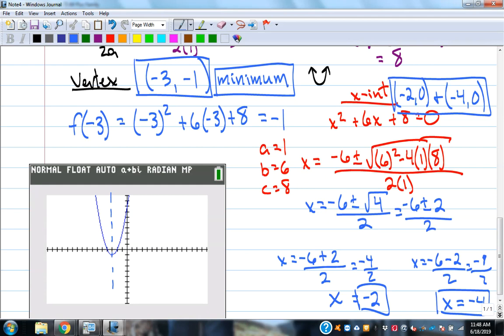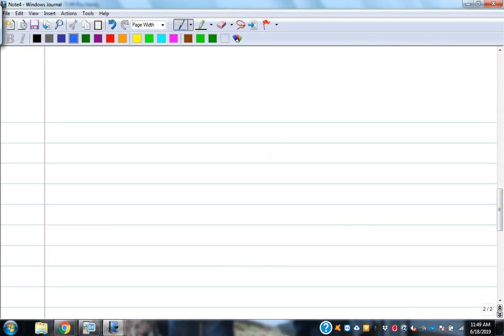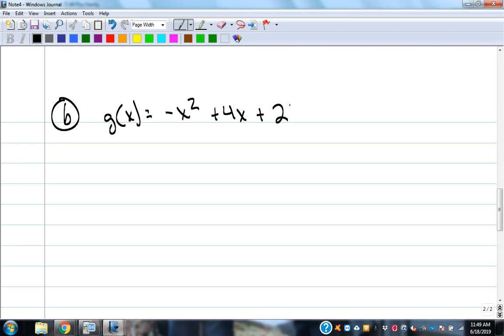Let's look at another one. Example B. Call this one g of x. Just change the name of the function. And let's say we had negative x squared plus 4x plus 2.